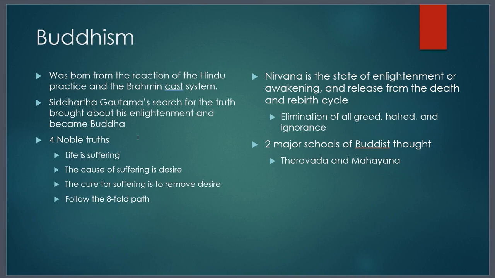Now, there is this idea of being able to break from the death rebirth cycle in Buddhism, just like there is in the Hindu religion, and that's called nirvana. So it's a state of heightened enlightenment or awakening. And in order to reach nirvana, you are eliminating all greed, all hatred, and all ignorance from your life. And there are two major schools of Buddhist thought, the Theravada and the Mahayana. There we go. It's hard to get that one out.